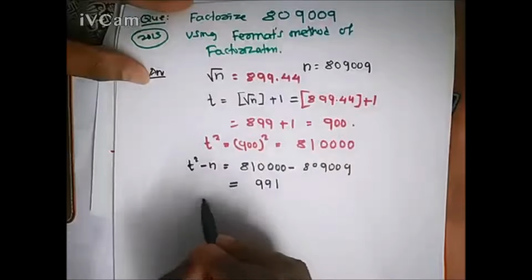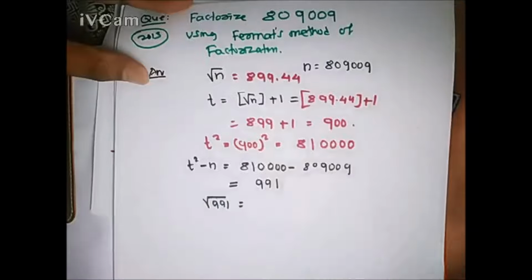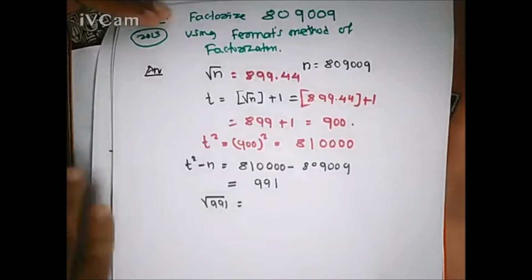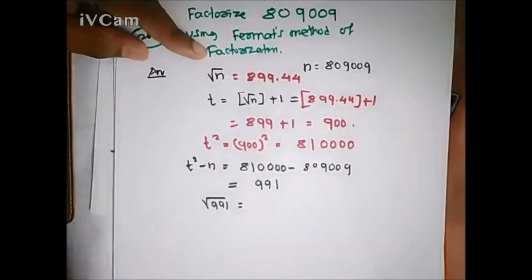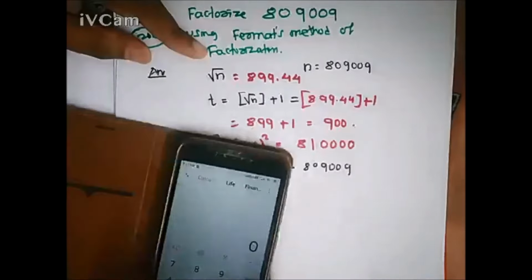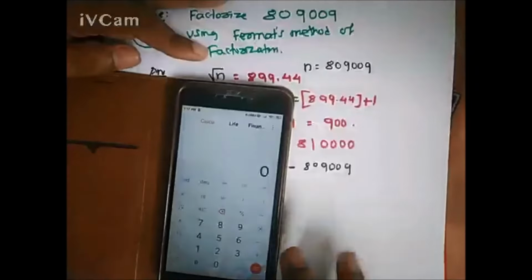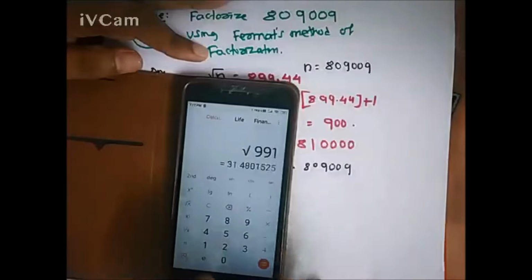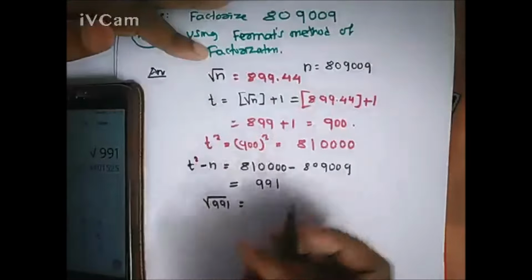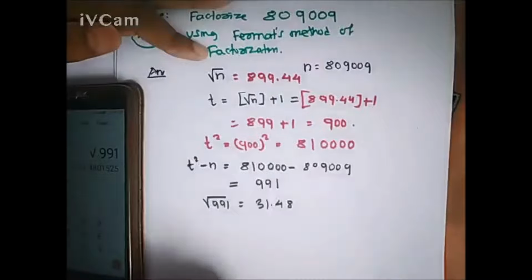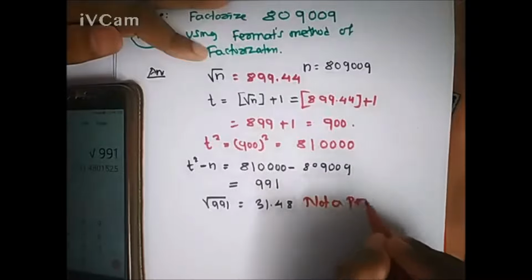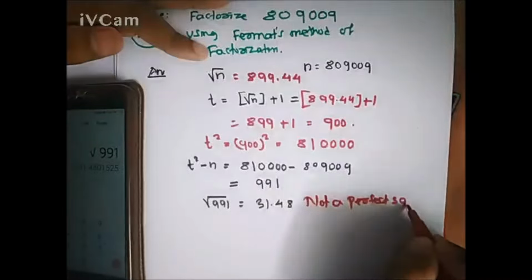For that, find the square root of 991. This value is 31.48. Okay, this is not a perfect square. Right?